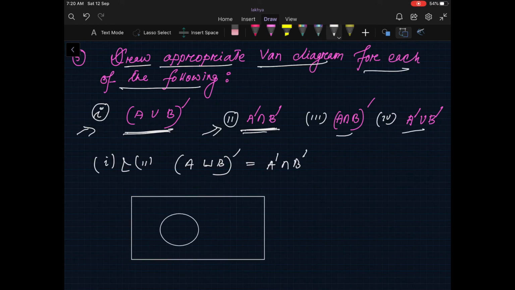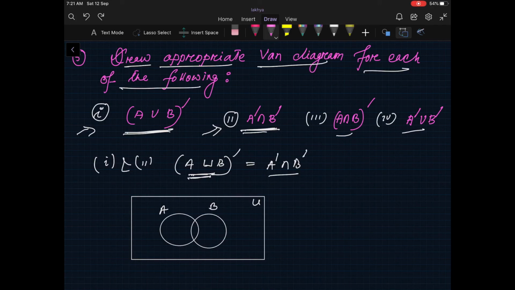Then let me draw two circles representing set A and set B. Suppose these two represent set A and set B, and this is the universal set U. So the area will be represented by complement of A union B. A union B represents the area inside these two circles, but complement of A union B will represent the area outside of these two circles.